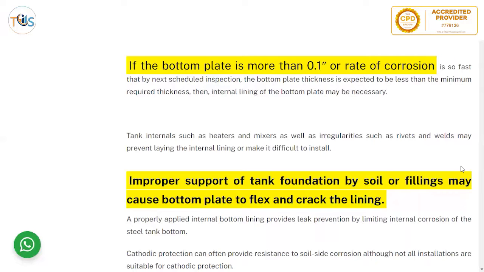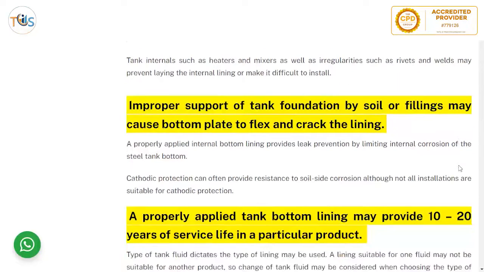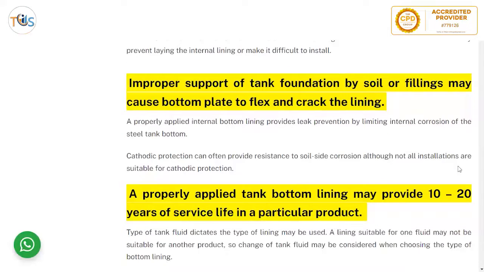Tank internals such as heaters and mixers, as well as irregularities such as rivets and welds, may prevent laying the internal lining or make it difficult to install. Improper support of the tank foundation by soil or fillings may cause the bottom plate to flex and crack the lining.